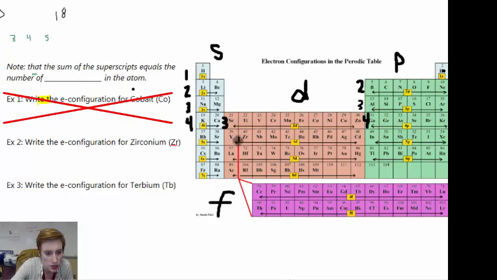is all the way down here. So I know it's going to end in the D block, and this is the 4th energy level right here. So I know it's going to end in 4D. So let's start at the beginning. We read the periodic table like a book.